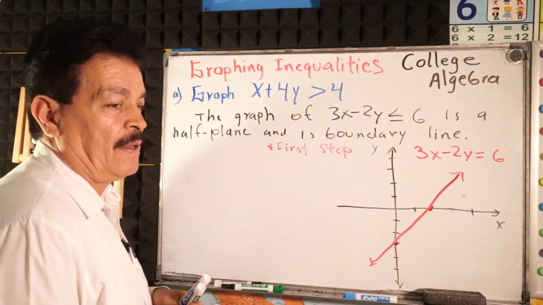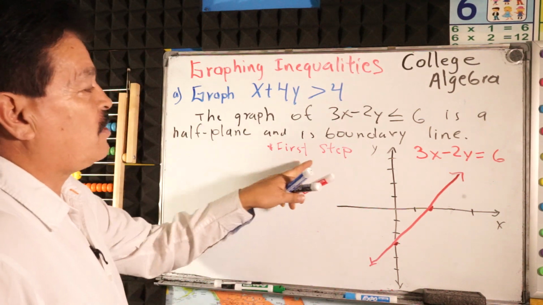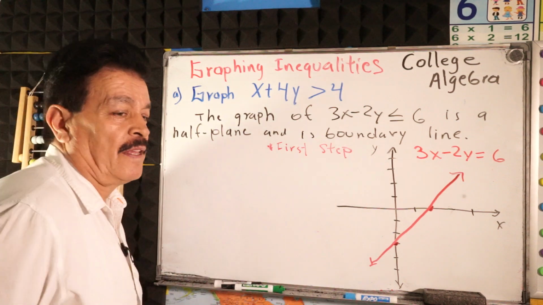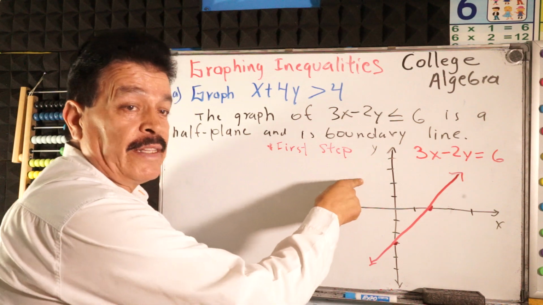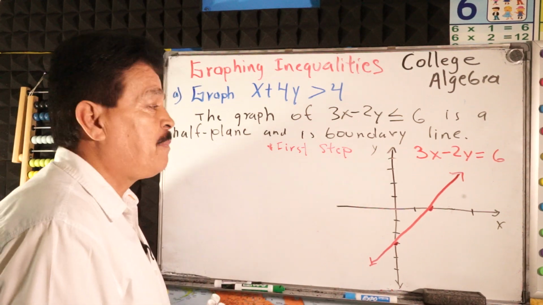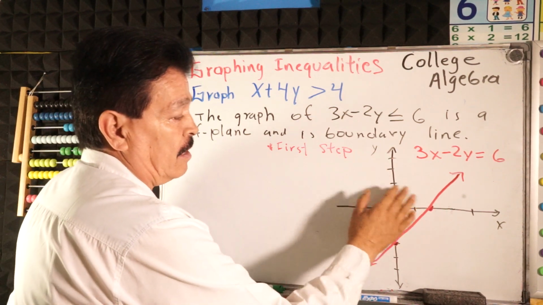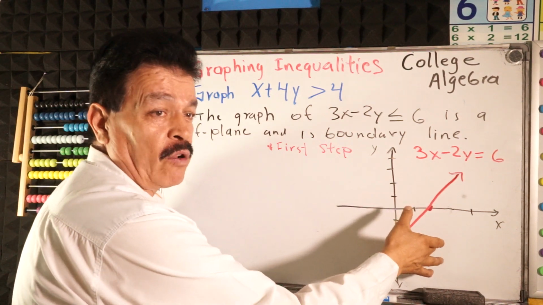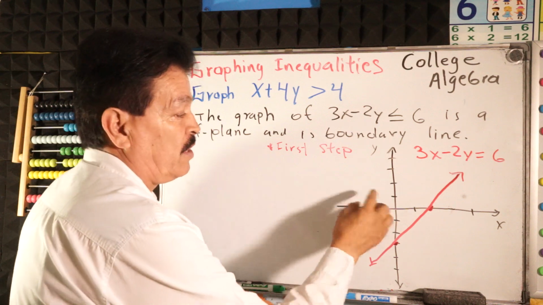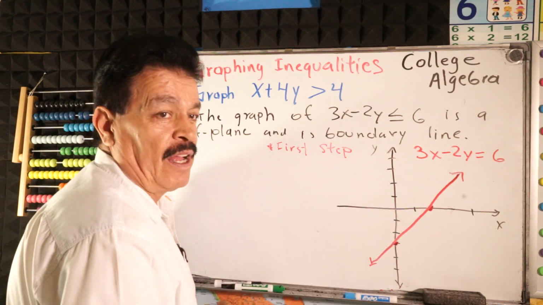Second step. The first step is to draw the line. This is the line. Now determine which half plane. We need to determine which half plane belongs to the graph.